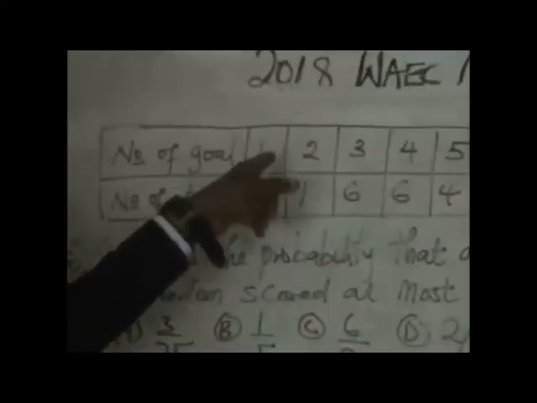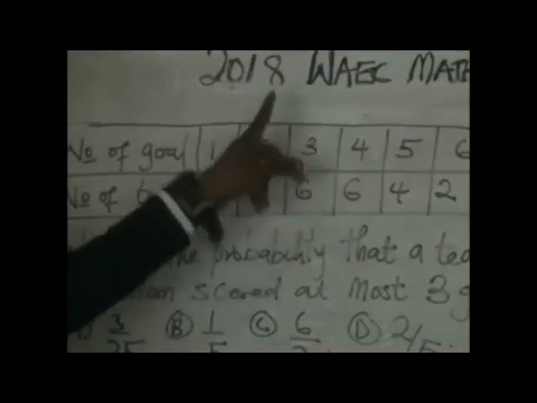And here is the table. We have the number of goals and the number of teams. Now we have 1, 2, 3, 4, 5, 6, 7, and we have 3, 1, 6, 6, 4, 2, 3. That means the number of goals, number of teams. 3 teams scored 1 goal, one team scored 2 goals, 6 teams scored 3, and so on.